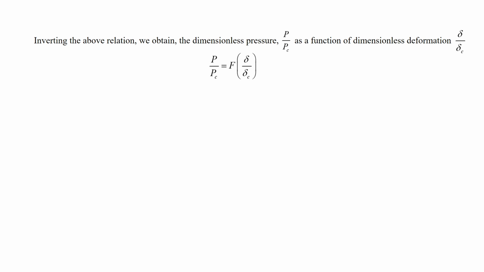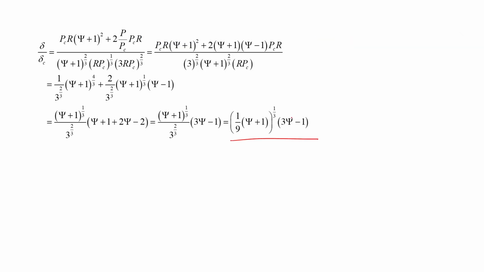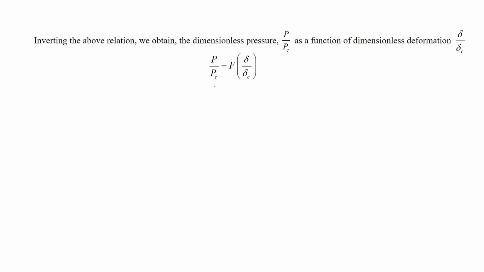So, in essence we invert this relation. This basically is an expression which is a function of P by Pc. So, in essence P by Pc is a function of delta by delta C, and that is what we also obtained.